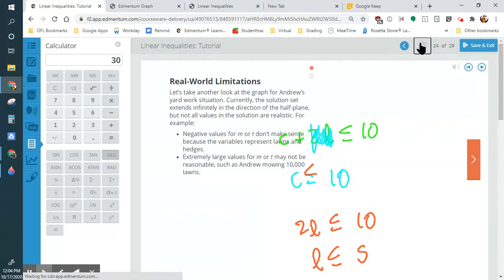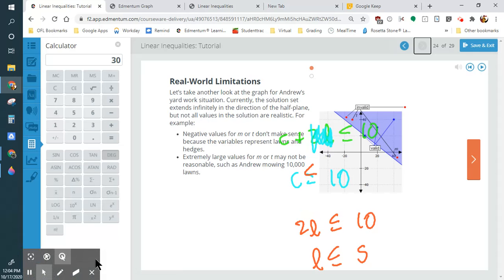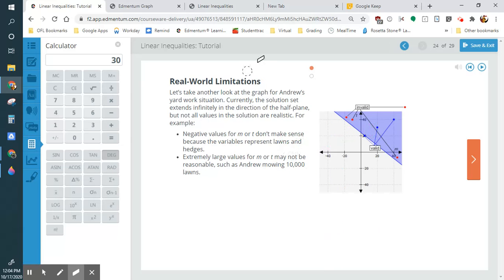Cool. Moving on. So real world limitations. So let me get rid of this. Oh, it's Alt Z. That's easy to do. I'm going to try to memorize these. Hopefully, by the end, I'm just going to be able to do this super fast.